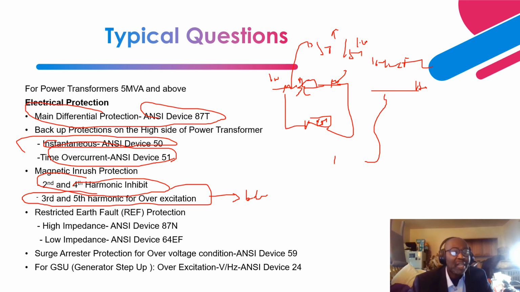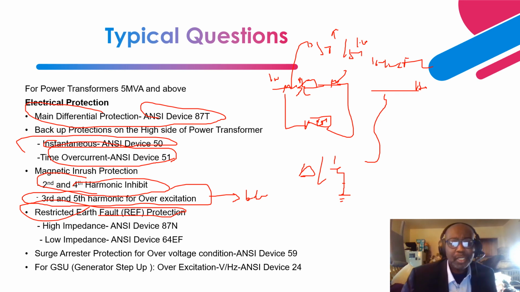Next is restricted earth fault protection. The main protection scheme for the power transformer is the differential relay. But if you have a delta-Y transformer that is grounded, it could be resistance grounded or solidly grounded. Usually it is applied to solidly grounded transformers, or there's a possibility that you can also apply it to resistance grounded ones.